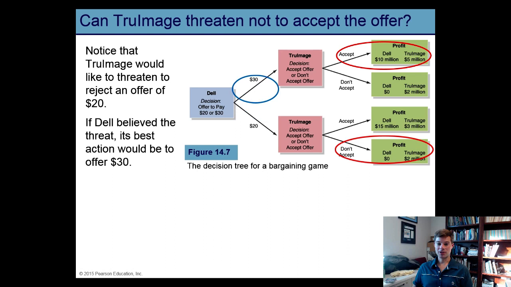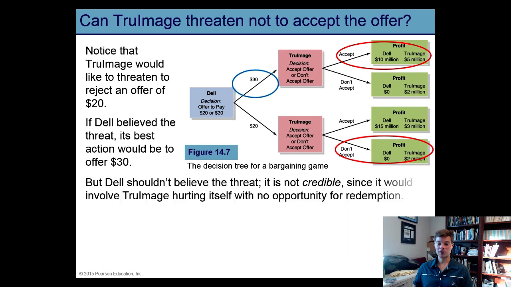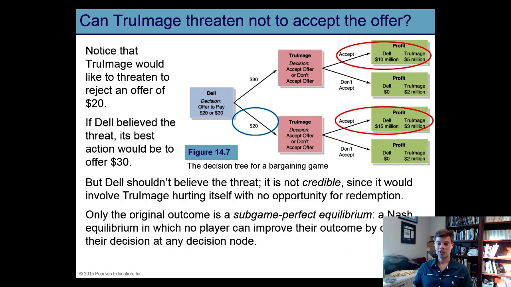This is an example of a threat made by the second firm designed to influence the way the game is played, but if the threat is not a credible threat, then it should not affect the first firm's decision.